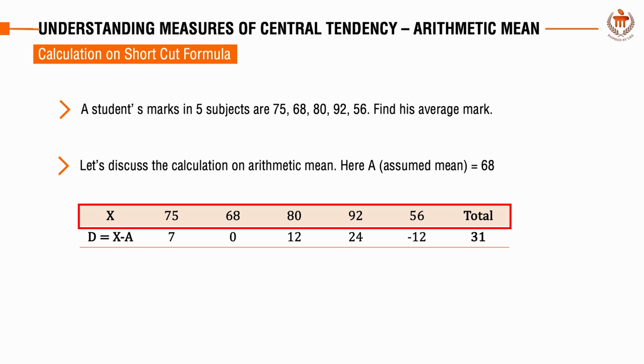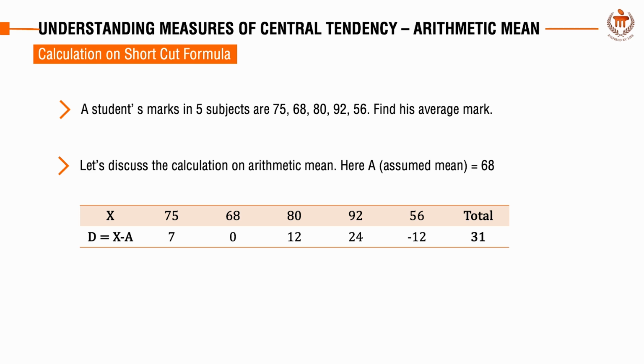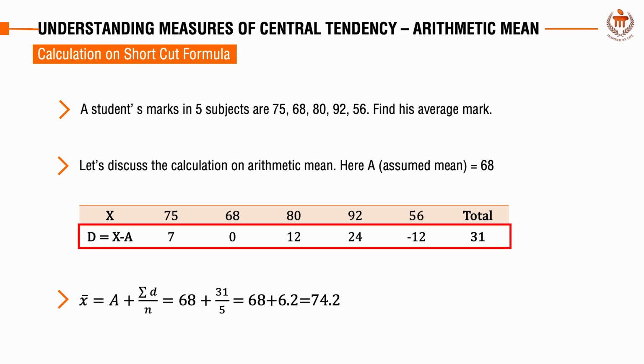So 75 minus 68 is 7. 68 minus 68 is 0. 80 minus 68 is 12. 92 minus 68 is 24. 56 minus 68 is minus 12. And then I'll take the total sum of this. So 7 plus 12 is 19. 19 plus 24 is 43. 43 minus 12 is 31. So I get the sum of D.